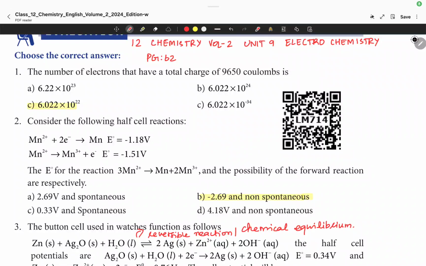Volume 2, Unit 9, Electrochemistry, page 62. The number of electrons that have a total charge of 9650 coulombs is 6.022 × 10^22.